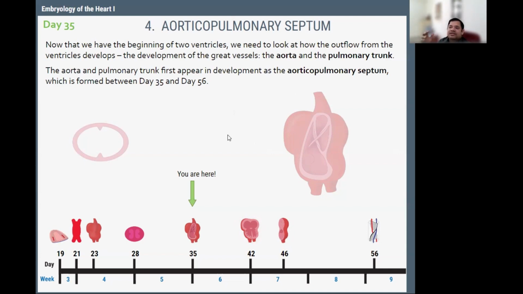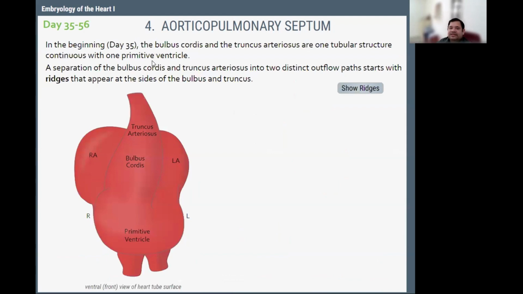Before the complete division of the ventricles, this is going to start. After the muscular septum, the aorticopulmonary septum will first develop, and then the membranous part is going to be developed. This is the sequence of development of the interventricular septum. Now see here, at the beginning of the 35th day, the bulbus cordis and the truncus arteriosus are tubular structures continuous with the primitive ventricle.